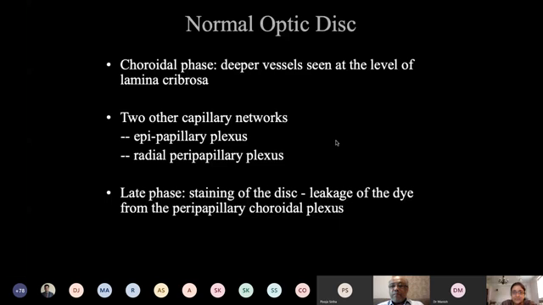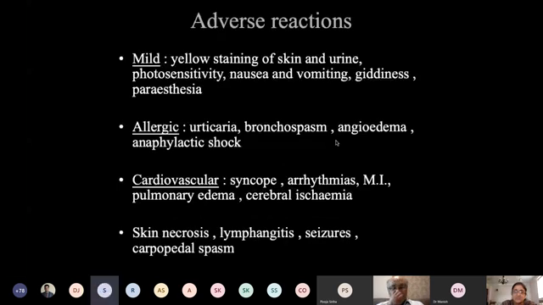Now, these are the various adverse reactions which Dr. Saurav was also mentioning a few minutes back. As far as mild reactions are concerned, you can have a yellow staining of the skin or the urine, a photosensitivity reaction, nausea and vomiting, giddiness and paresthesia. While you can have a severe allergic reaction in the form of urticaria, bronchospasm, angioedema, and anaphylactic shock. Believe me, I've been into VR practice, and there have been occasions when we had to shift the patient to an ICU straight away after doing an FFA. So this is a procedure which is not to be taken lightly.